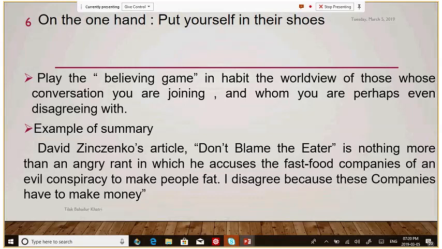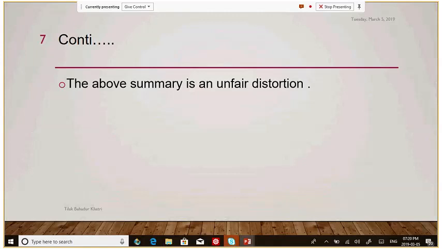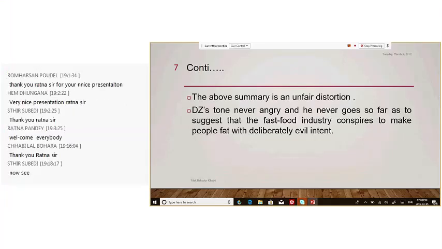In this example, the summarizing person blames the companies. The company is motivated to make money, but we don't blame the eaters. The above summary is an unfair distortion. Zinczenko is never angry, and he never goes so far as to suggest that the fast food industry conspired to make people fat with deliberately evil intent.